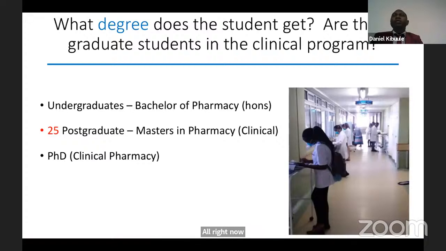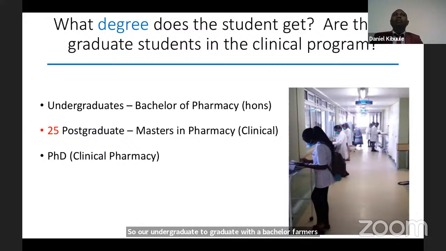What degree does a student get when they train at the University of Namibia? And roughly how many graduates do we have? So just to show you, in that particular picture, again, this is a rotation in infectious diseases. This is in one of the TB wards with patients with drug-susceptible TB and even drug-resistant TB. So our students are working individually under the guidance of a clinical instructor on a case that they will present later. So our undergraduates will graduate with a Bachelor of Pharmacy with honors.